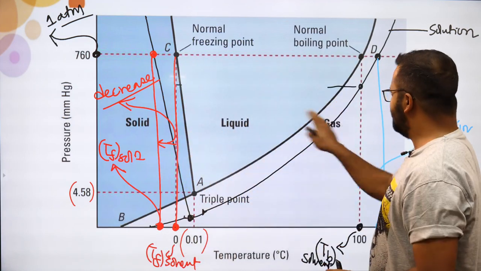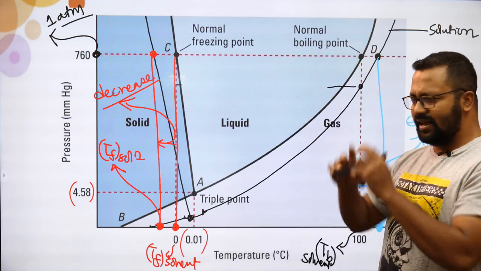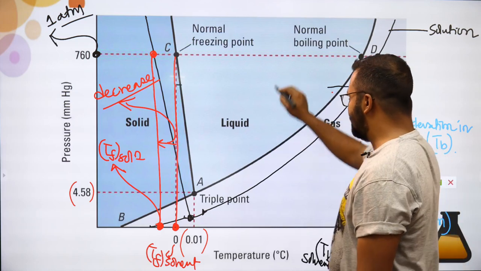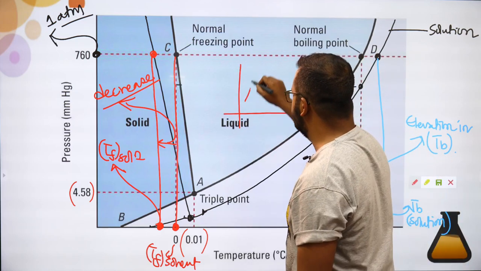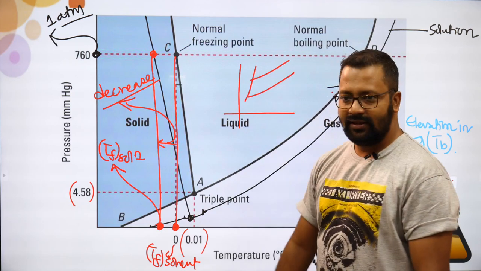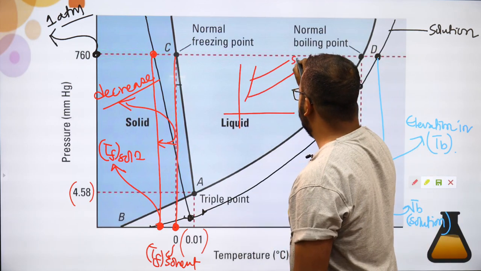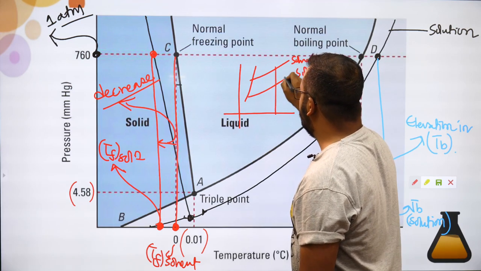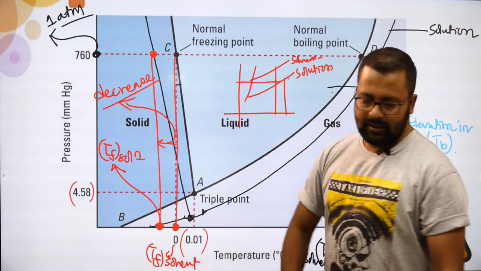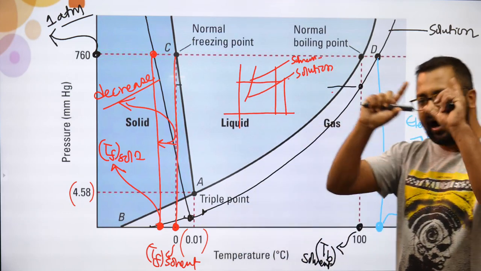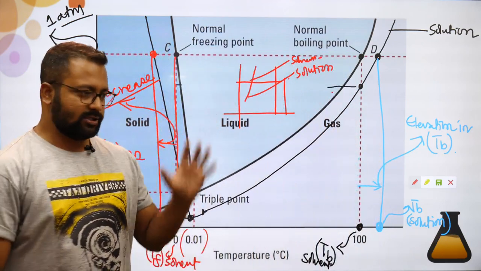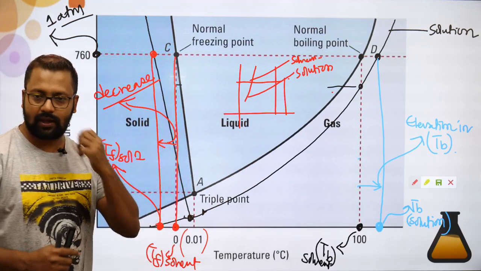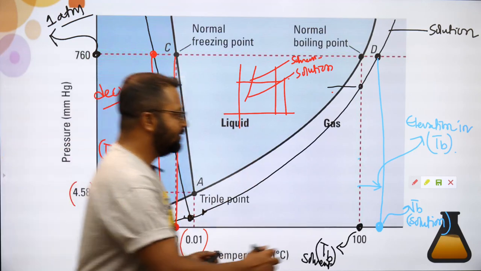Okay, so this is very, very interesting. In NCERT, ek single plot diya gaya hai freezing point ka, and they have given something like this. What they are showing is this for solvent and this for solution. Most of the people follow this, but this is a part of the whole picture. Because the whole picture should include all three phases. Okay? Let's move on to the next thing.